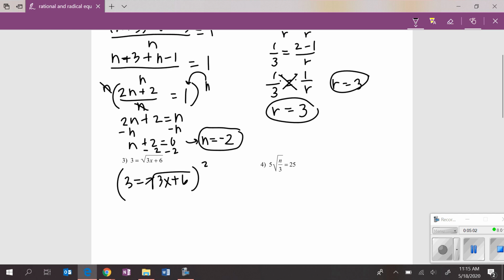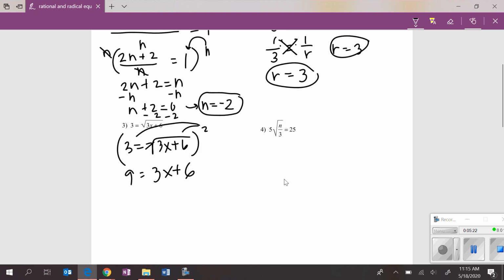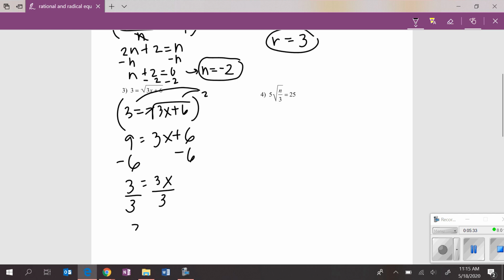But remember that this second power goes to everything, okay? So 3 squared is 9, and I've got 3x plus 6. So this power didn't exactly go inside of my square root. What it did was cancel the square root. That was its purpose, okay? Then I just minus my 6. 3 equals 3x. Divide by 3, so x must equal 3. I mean, 1. Sorry. 3 divided by 3 is 1.